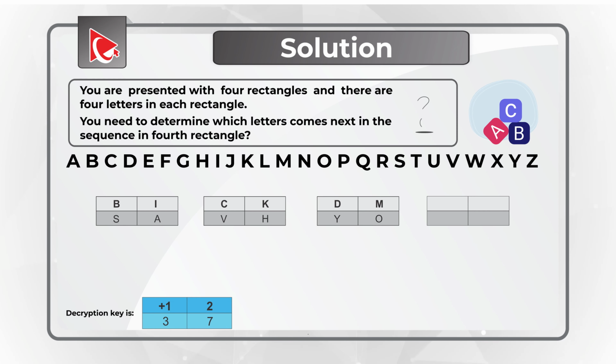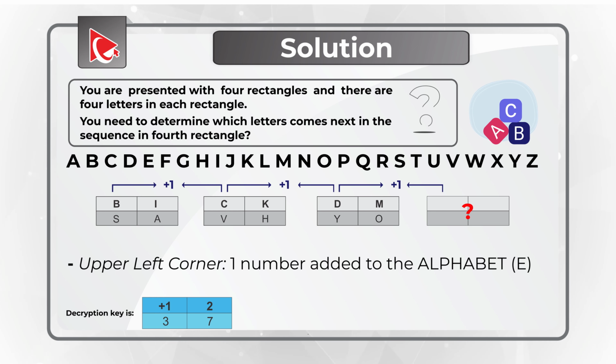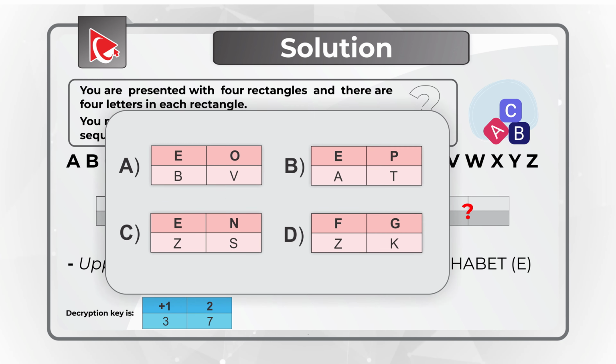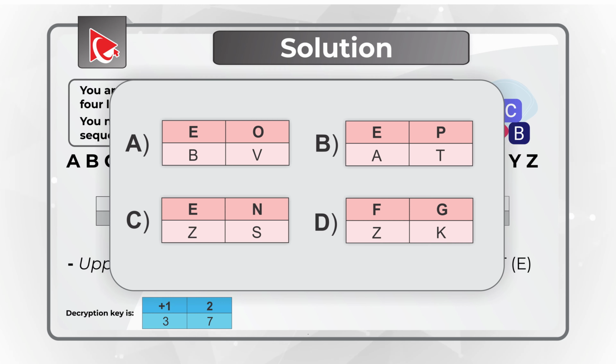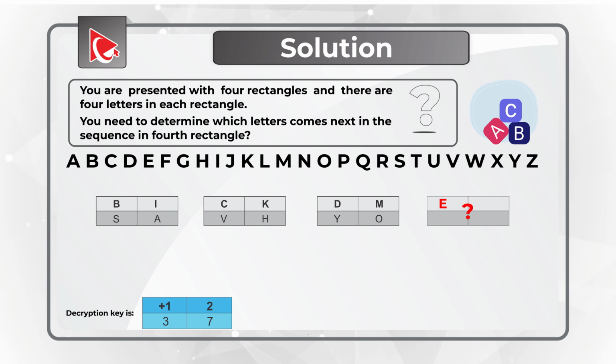Let's look into details. Let's start with the upper left corner of the rectangle and look at the existing sequence. You see that the letters are B, C, D, and they match the English alphabet 1 to 1. So the next letter would be E. But if you look at the set of answers, choices A, B, and C all have letter E in the upper left corner.